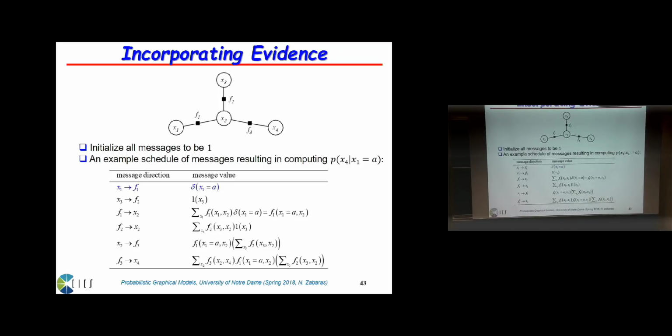And you can immediately see that this works because if you want the message f1 sends to x2, this will be the factor f1 of x1 and x2 times the incoming message, and you notice when you integrate or sum this, it basically forces x1 to take the value a, right? This is the only thing you need to do to account for evidence. So if you have a homework problem with evidence, there's nothing particular that is needed. This already takes care of that.